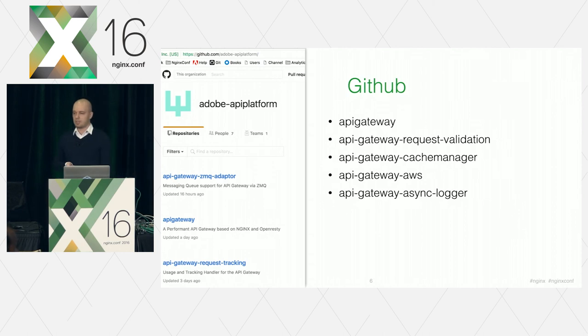So the request validation, which is an extension of the API gateway, then the cache manager. Also, our entire infrastructure is deployed in AWS, so we have built a module for integrating with the AWS APIs. And the last module is the one I'm also going to present some code snippets from, the async logger. It's the one we use to send all our metrics, the records, to Kinesis, which is another service from AWS. But I'm going to talk about that later on.